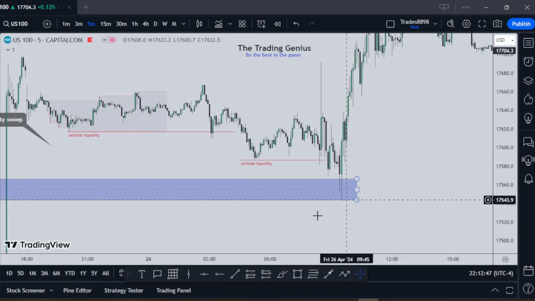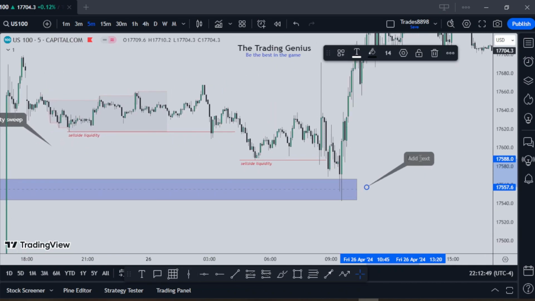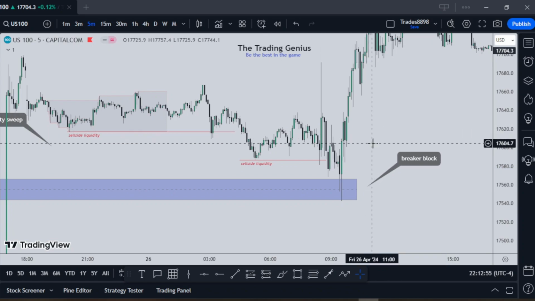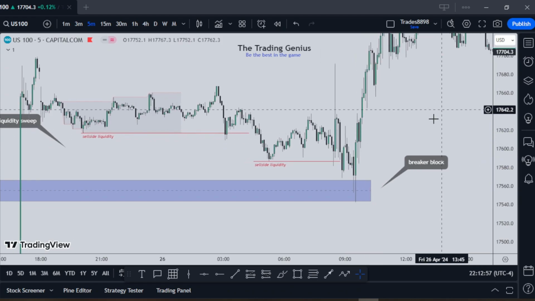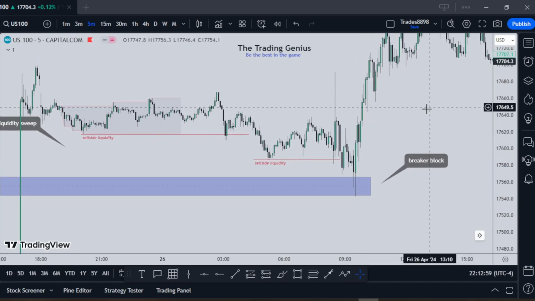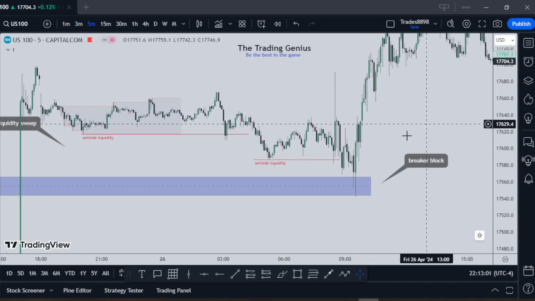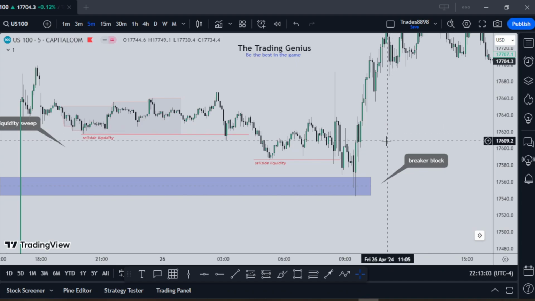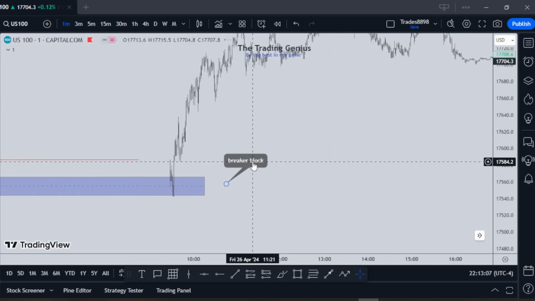So let me just take it out. Let's just do this, right? We have a breaker block. So price rejects off of that breaker block up to take out liquidity. So now what we can do is go to the 1 minute time frame and look for that setup, and see what we can do with it. Okay, so let's go to the 1 minute time frame.